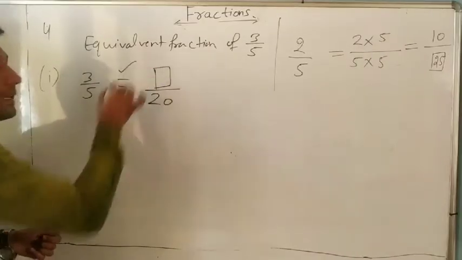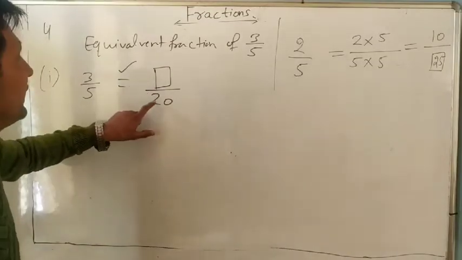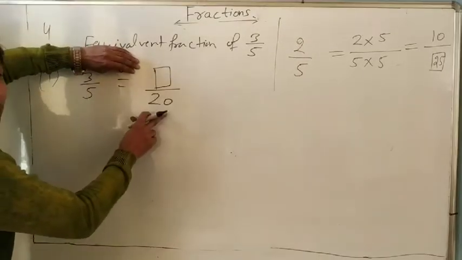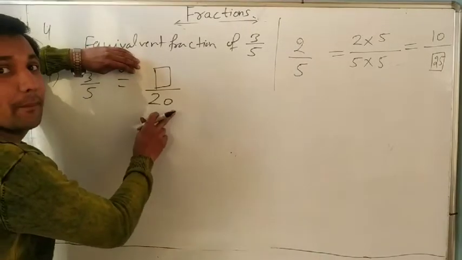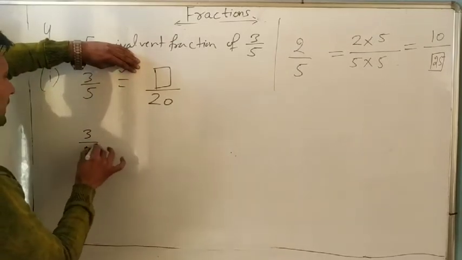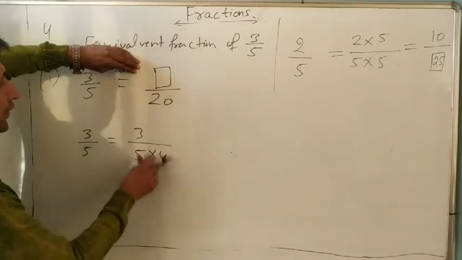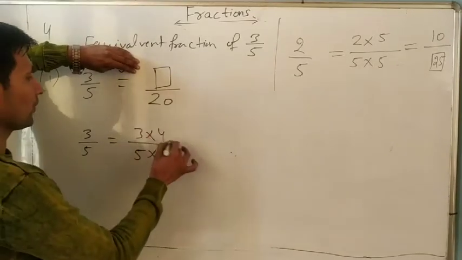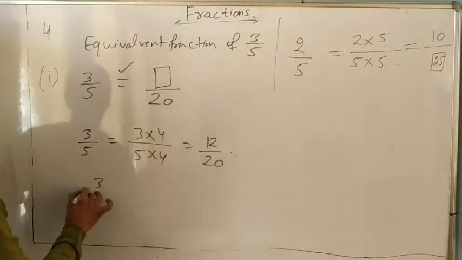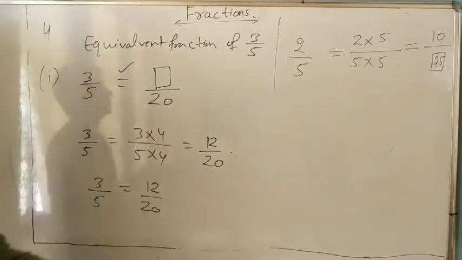Equivalent means equal sign. 3 upon 5 equal to, having denominator 20. So it means 5 is smaller, 20 is greater, so we should multiply. So what number do you multiply? 5 into 4, 20. So here also by 4. So 12 upon 20. So what is the equivalent fraction? 3 upon 5 equal to 12 by 20.